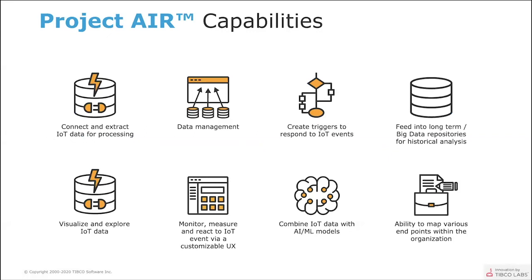So some of the core capabilities of AIR are, as we said, to connect and extract IoT data from the devices. You can manage that data because you decide the format, you decide where it goes, etc. You can create triggers to respond to those IoT events. You can add rules. You can feed that data into big data repositories or whatever you decide to do. That's really pluggable and very dynamic.